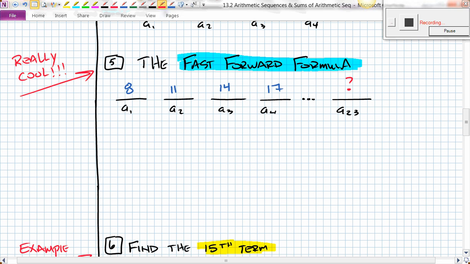Well, it turns out that I can fast forward up to the 23rd term by taking advantage of the fact that my sequence is adding the same value every single time, that common difference. So let's see here.